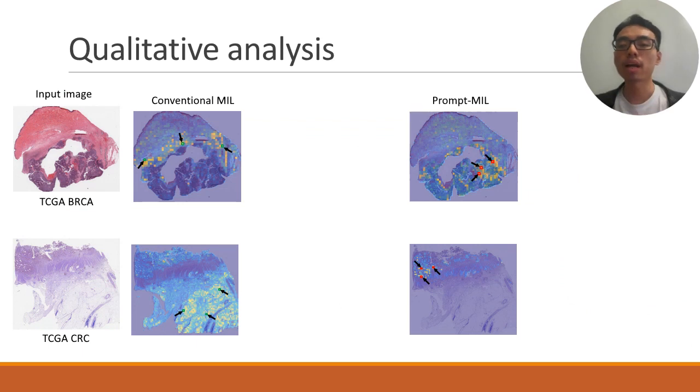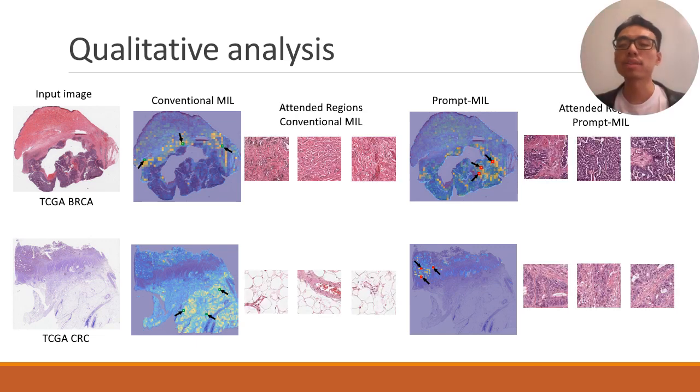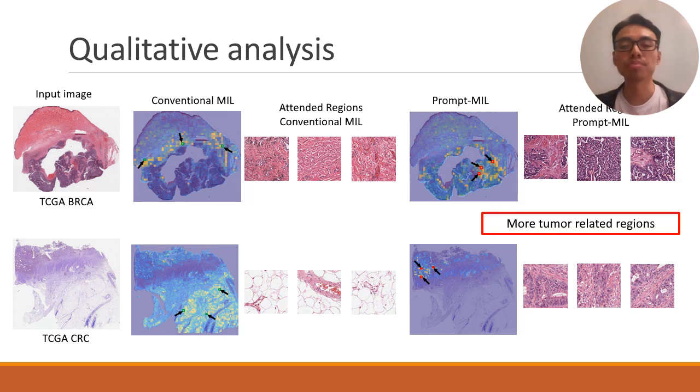We visualize the slide-level attention maps on a breast cancer and a colorectal cancer slide. If we zoom in, we can see that our network focuses more on the tumor-related regions.